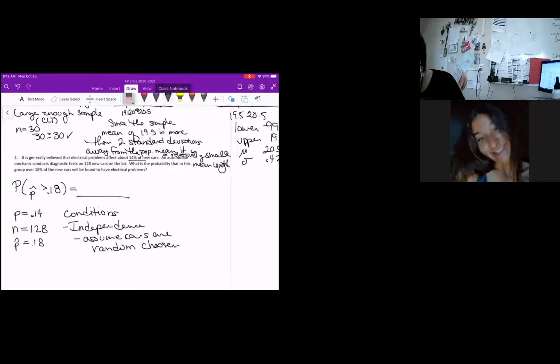Chosen, not chosen has 1 O. Also, do you think 128 new cars is less than 10% of all new cars? Yeah.